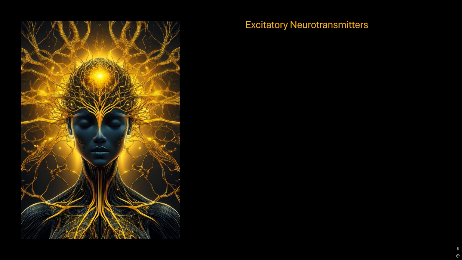We have excitatory and inhibitory neurotransmitters. We're looking at excitatory neurotransmitters first. These neurotransmitters increase the likelihood that the postsynaptic neuron will fire an action potential. So when we just looked at that synaptic transmission process, an excitatory neurotransmitter increases the likelihood that that action potential will fire. They make the inside of the postsynaptic neuron more positive or depolarized, moving it closer to the threshold for firing. An example of this is glutamate, and this is the most common excitatory neurotransmitter in the brain.